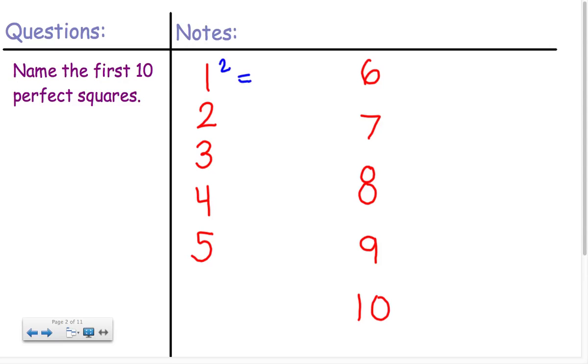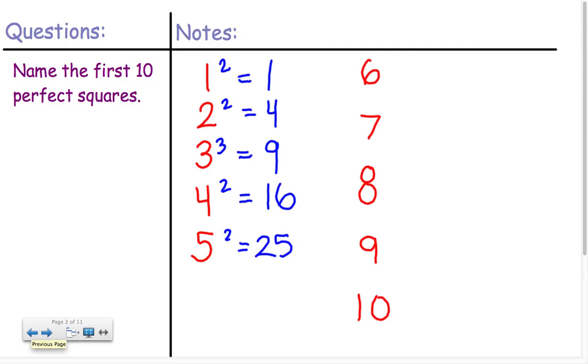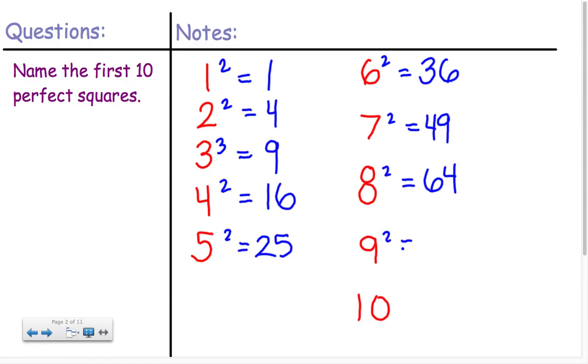So 1 squared is 1, 2 squared is 4, 3 squared is 9, 4 squared is 16, 5 squared is 25, 6 squared is 36, 7 squared is 49, 8 squared is 64, 9 squared is 81, 10 squared is 100. So hold on to that list for the next slide.